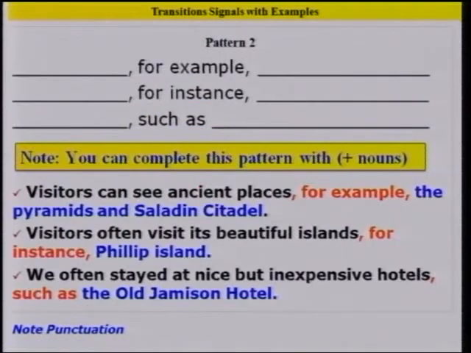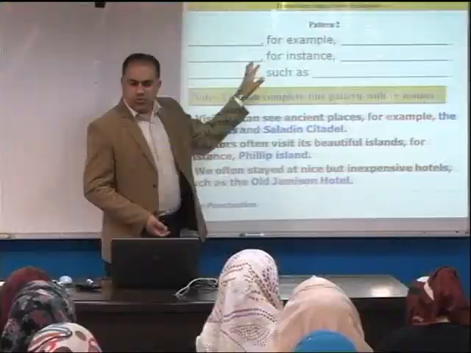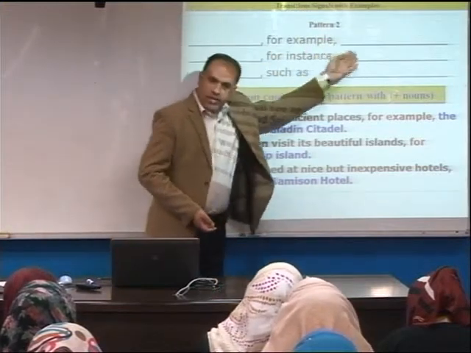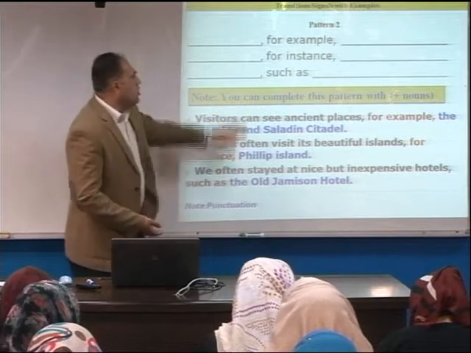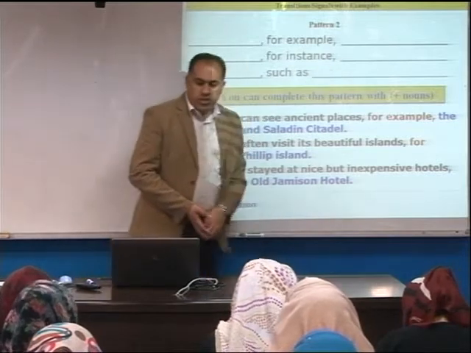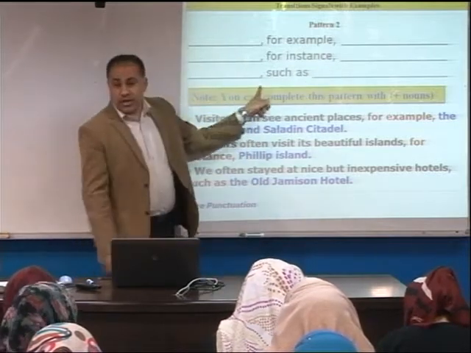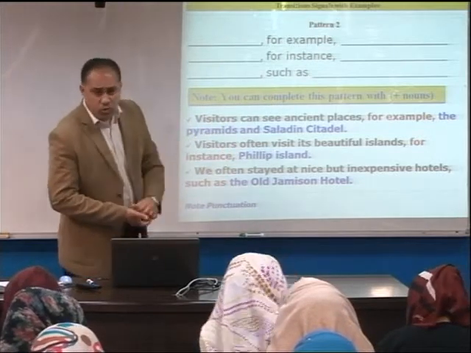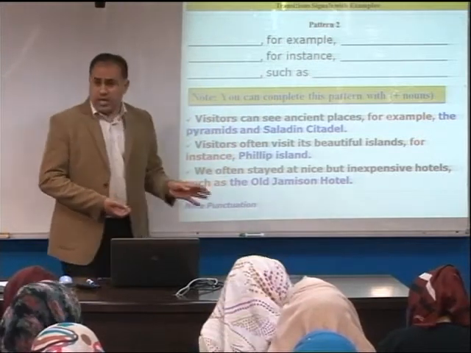But I can sometimes use, for example, not at the beginning of a sentence, but in the middle of a sentence, for instance. In this case, what we see is this kind of punctuation, all right? We have something, comma, for example, comma, and then something else, comma, for instance, comma, and then we continue. Or in the case of such as, the comma always comes before, not after, such as.